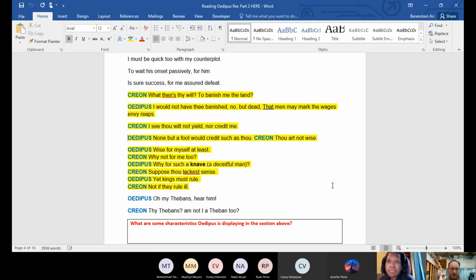Ms. Bosman, can you see the screen? Do you want to read this next highlighted section? Yes, this is Creon. Start with Creon.